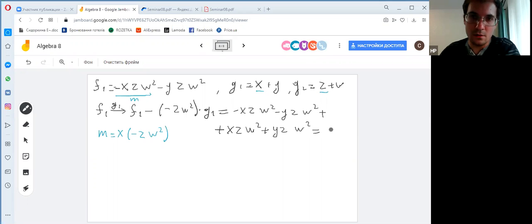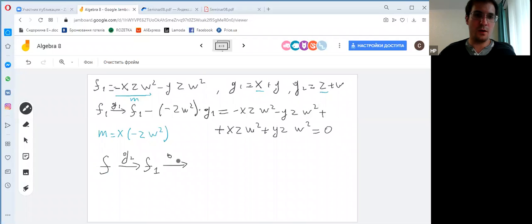And I obtain just 0 here. Of course, if I have the 0 polynomial, then this is a remainder, because 0 cannot be reduced by any polynomial. So we have f. We reduced it by g2 to polynomial f1, and then we reduced it by g1 to the polynomial f2, which is equal to 0. So this is the remainder.